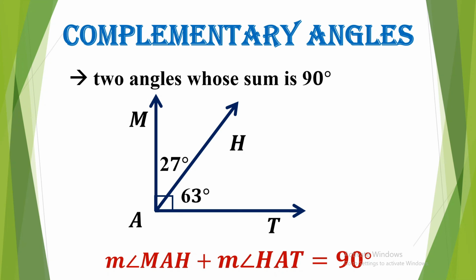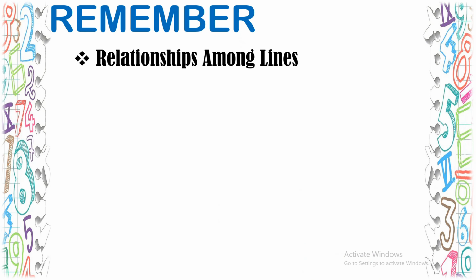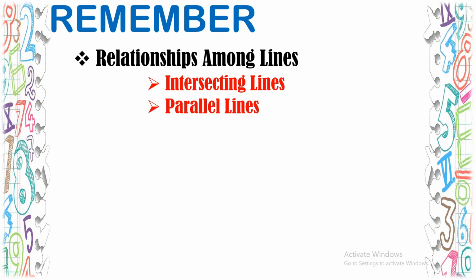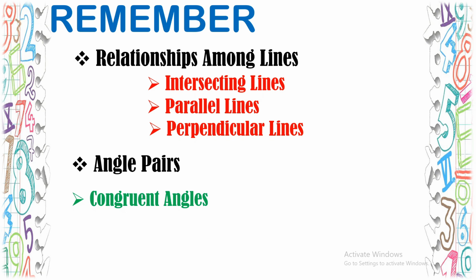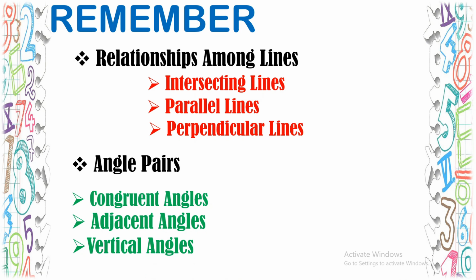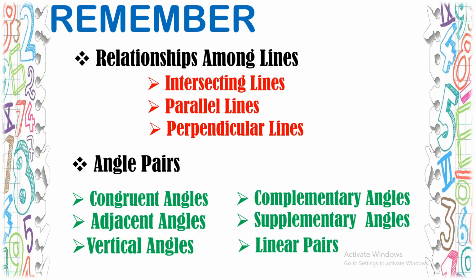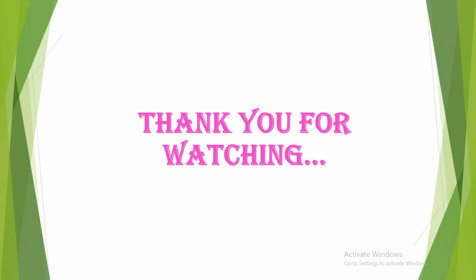Now, before we end this video, remember that there are three relationships among lines. We have the first, intersecting lines. Second, parallel lines. And last, we have perpendicular lines. For angle pairs, we have congruent angles, adjacent angles, vertical angles, complementary angles, supplementary angles, and linear pairs.